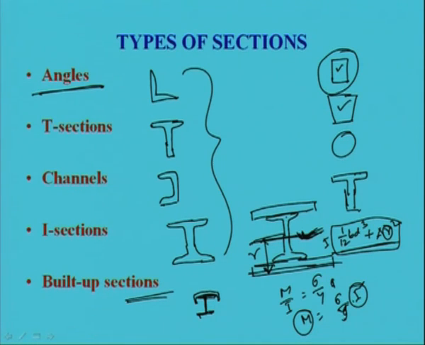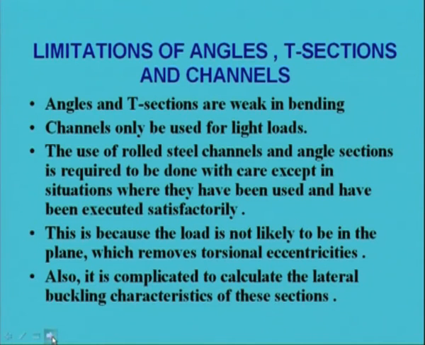So, in this way we can increase the moment carrying capacity of the beam. That is why built up sections are chosen for higher load and for higher span. We will show later how to economically use the built up sections. Now, if we look at the limitations of the different sections, we will see that angle and T sections are weak in bending.